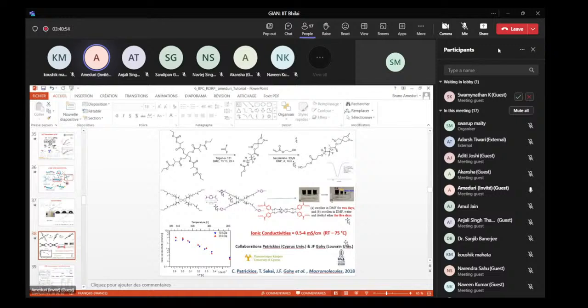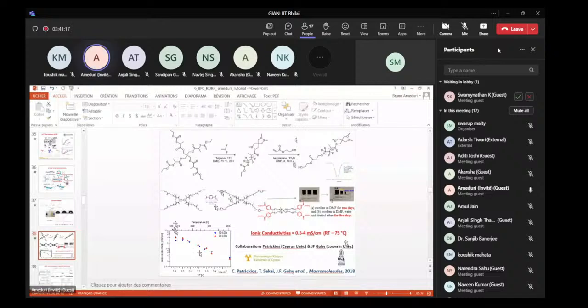So these are the results of Jean-François Gouy, who is an expert in ionic conductivity and electrochemistry. And what you can see is the evolution of the ionic conductivity, especially the lithium cation conductivity, versus the temperature. So you see the temperature here, this is in Kelvin. So we go up to about 80 degrees.